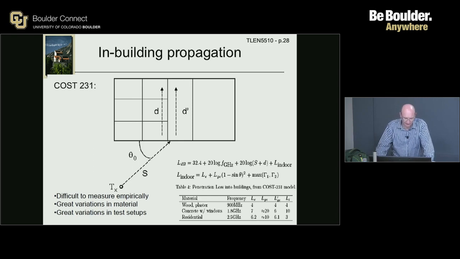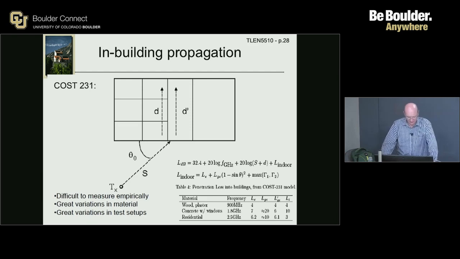And then COST 231 said, well, indoor things happen differently if you go through many cubicles or rooms versus down a corridor. So depending on the areas, if you think about a heat map, those things would be different in this corridor, that D prime, versus going through many walls. And so the indoor propagation is different. Plus, there's a term here which is really what we're interested in, that L indoor, which is the loss that it takes to go from just outside that wall to just inside that wall.